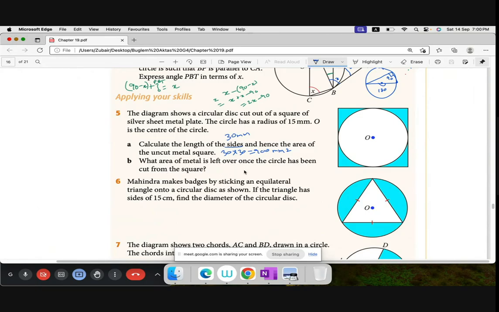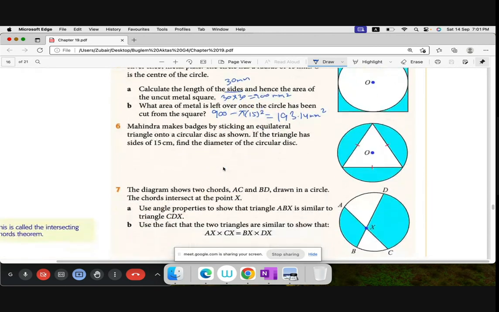What area of metal is left over once the circle has been cut from the square? Okay. Pi r squared, so r is 15. 15 squared times pi, and then we subtract that from the 900. Correct. So I'm getting 193.14 millimeters squared.